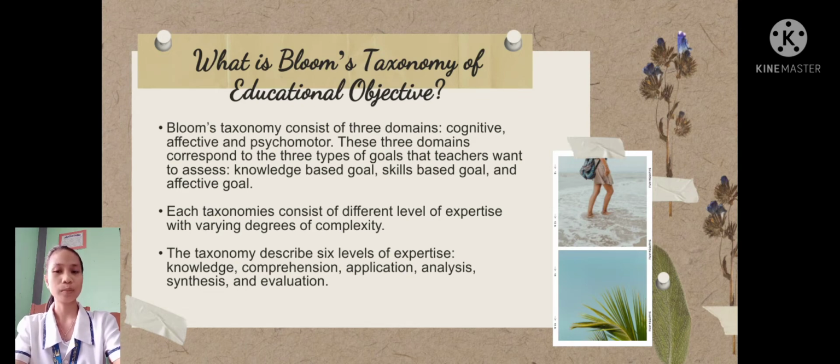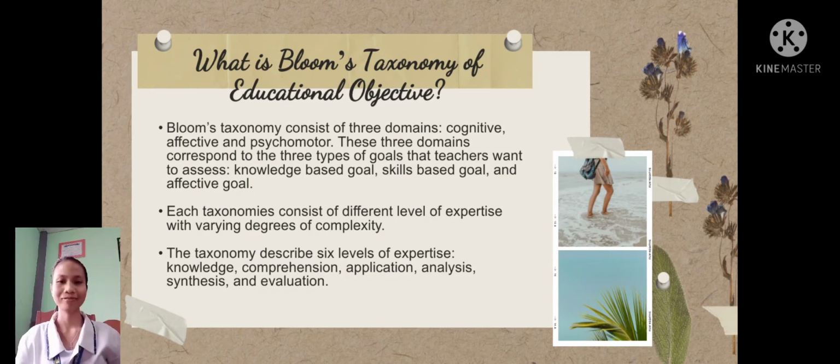So the taxonomy does not only serve as a guide for teachers' instruction, but it is also a guide for their assessment of students' learning in the classroom. Bloom's taxonomy consists of three domains. The first one is the cognitive, second is the affective, and the third is the psychomotor. These three domains correspond to the three types of goals that the teacher wants to assess.